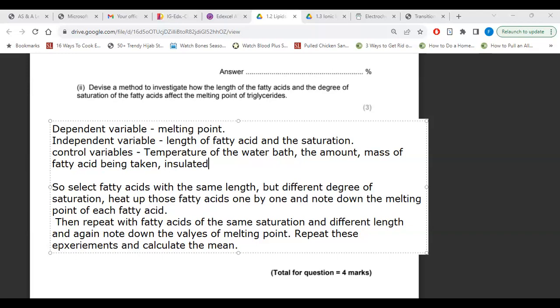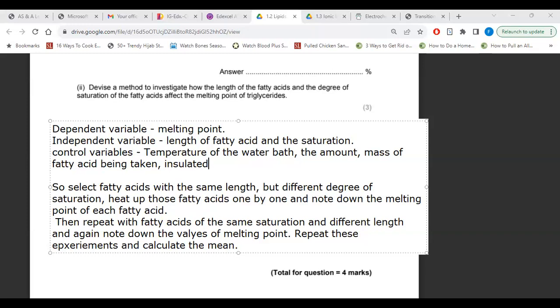All of them are insulated in exactly the same way. You don't want one of them to be insulated more. You want all of them to be insulated in exactly the same way, right? You want to make sure you use the same thermometer, the same apparatus. So if you can add a few control variables in your answer as well.